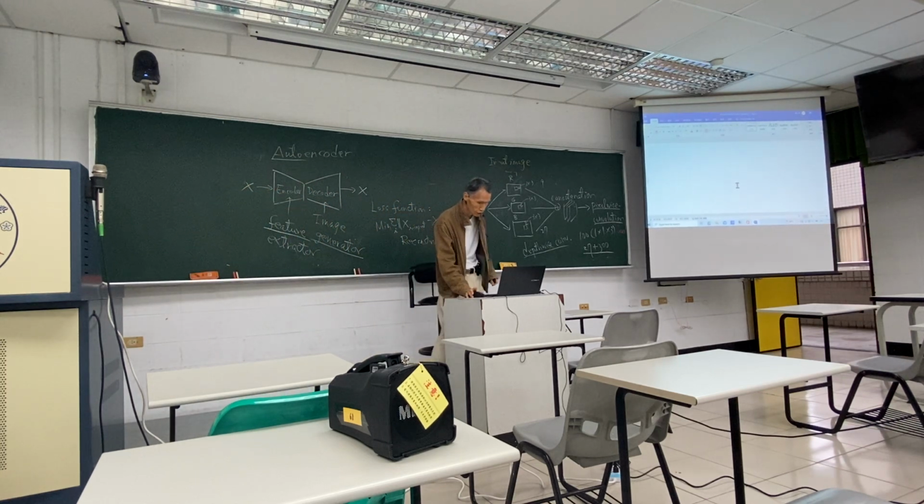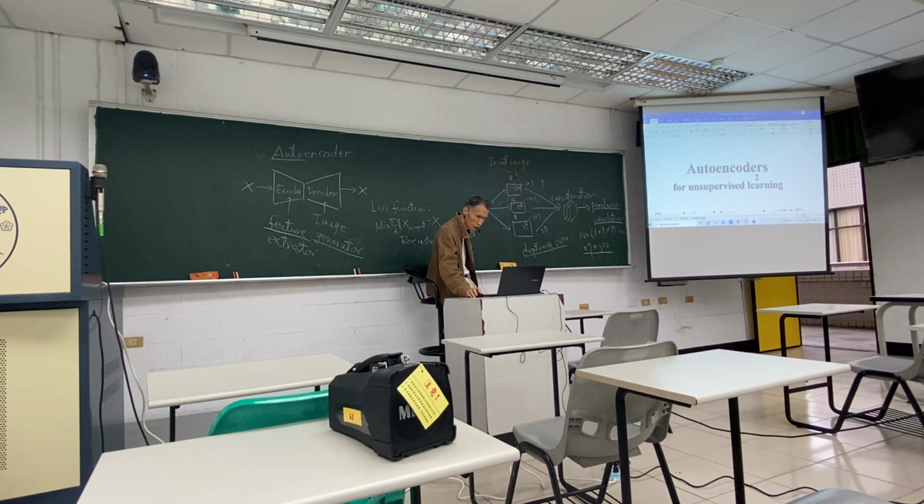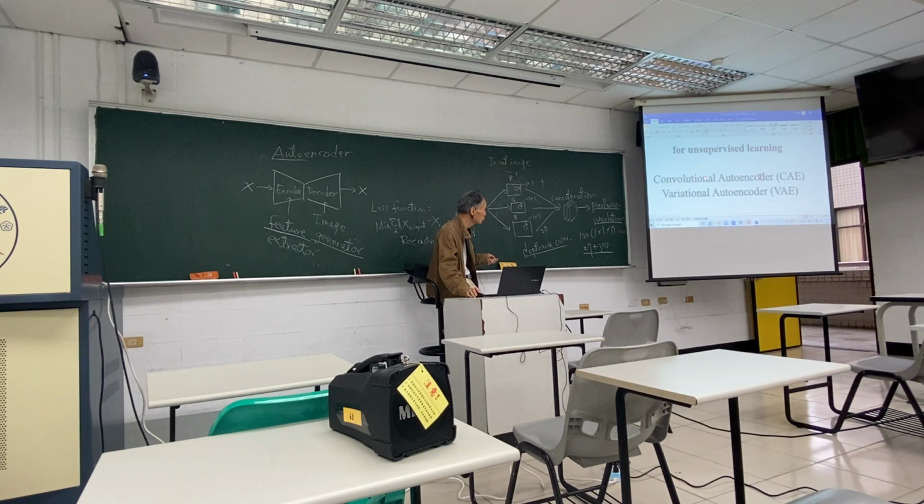Okay, now we can go back to the autoencoder. I will introduce the most typical or commonly used autoencoders. The very first one is the convolutional autoencoder, called CAE. Another very famous one is the variational autoencoder, called VAE. I will introduce the difference between these two, and what it means by variational. It is based on some statistical techniques. So let's go for the convolutional autoencoder first.